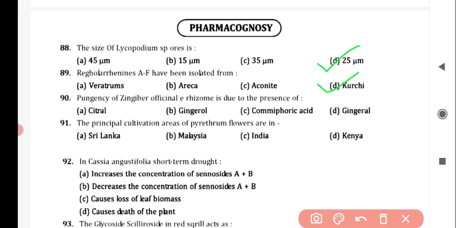Next question is pungency of Zingiber officinale rhizome is due to the presence of, and the correct answer is option B, gingerol. Next question is the principal cultivation areas of pyrethrum flowers are in, and the correct answer is option D, Kenya. Next question is in Cassia angustifolia short-term drought is, and the correct answer is option A, increases the concentration of sennosides A plus B.